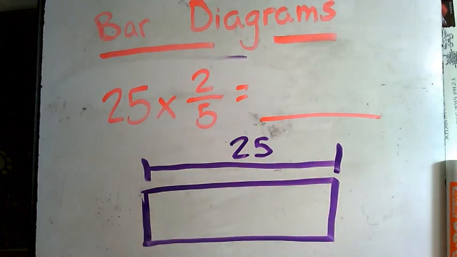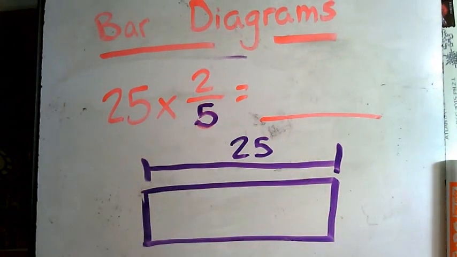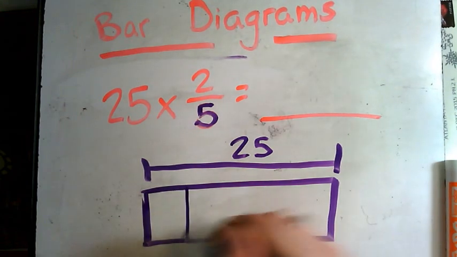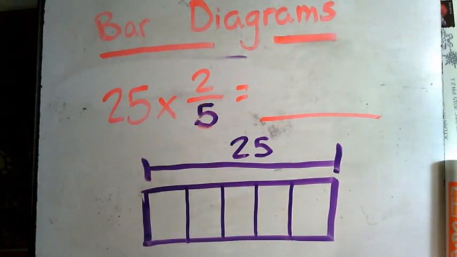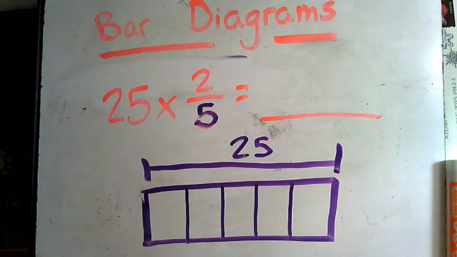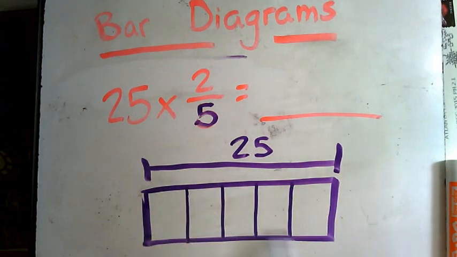Next, we're going to need to divide up our model into pieces. Remember, we look at the denominator to tell us how many pieces to divide it into. In this case, we're dividing it into 5 pieces. 1, 2, 3, 4, 5. 5 equal parts. Now comes the math. We took our whole number 25 and we divided it into 5 equal parts.